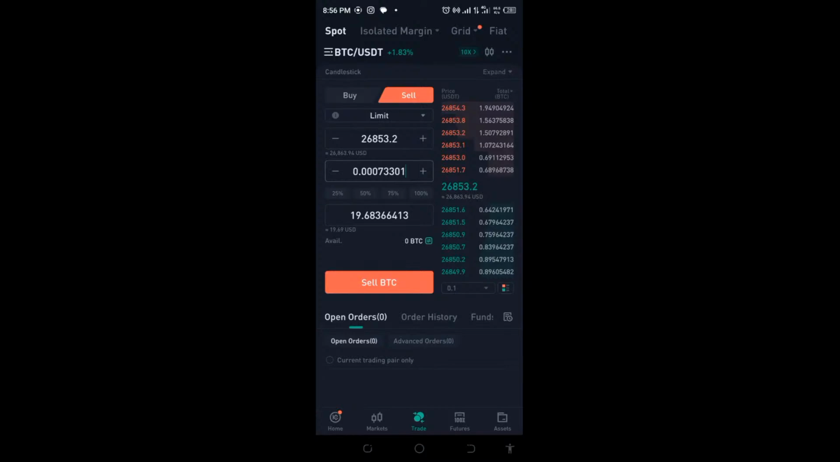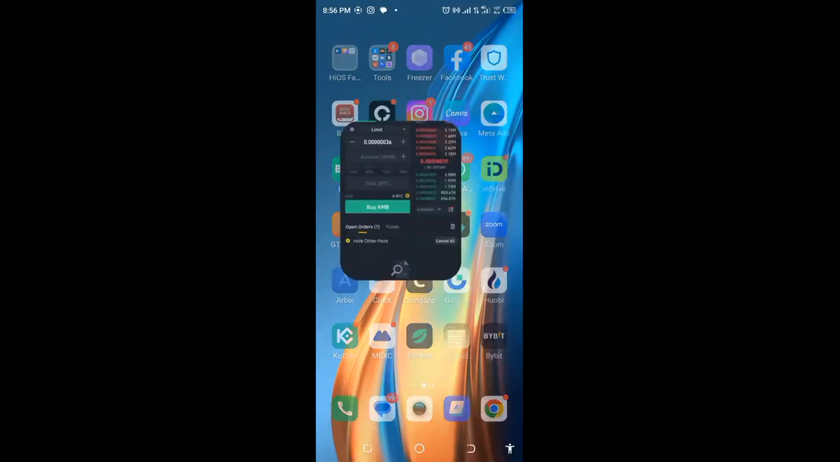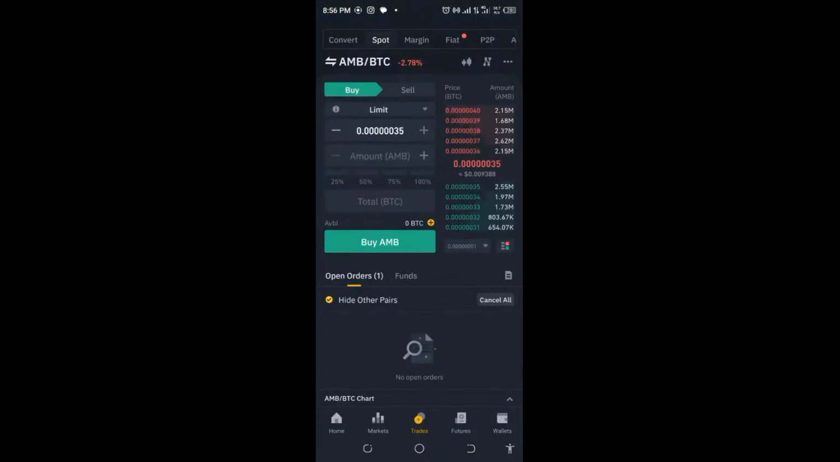So the only option we have is to try and see if we are going to be able to buy the AMB. And if that doesn't work, we'll be forced to sell it back to BTC, and sell the BTC back to USDT. So do we want to try this out? Let's go with the flow. Let's see what we're going to do. We're going to just go ahead and see what we're going to get.